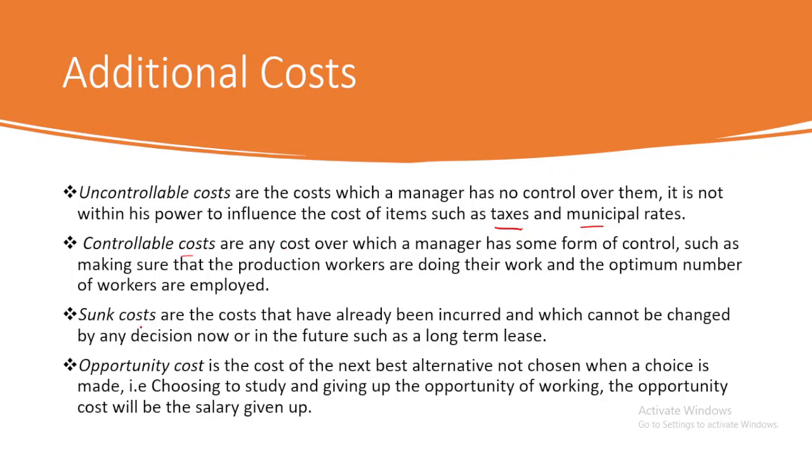And then we also have sunk cost. Sunk costs are costs that have already been incurred, which cannot be changed by any decision now or in the future. For example, if we bought material worth 1,500, say 1,000 kg of wood, and we have a special order to produce 500 chairs, and this material is enough to produce these 500 chairs, then when it comes to decision making, the cost of this 1,500 becomes irrelevant.